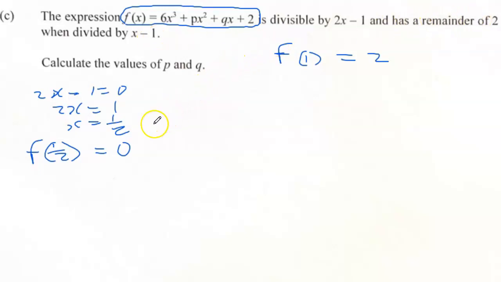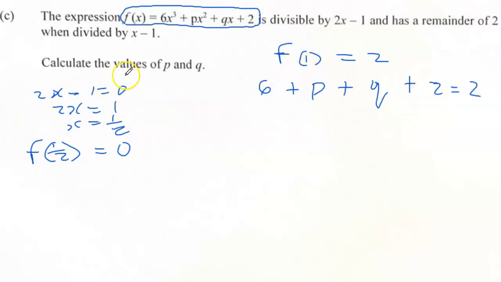All right, so which one should I do first? Let me do f of 1 first, so that's more straightforward to work. F of 1, so I'll be replacing x with 1. So 6 times x cubed, that's 6 times 1 cubed, 1 to any power is 1, so that's just 6. Plus p times 1 squared, again 1 to any power is 1, so that's just p. Plus q times 1, that's q, plus 2. And we're told that's equal to 2.